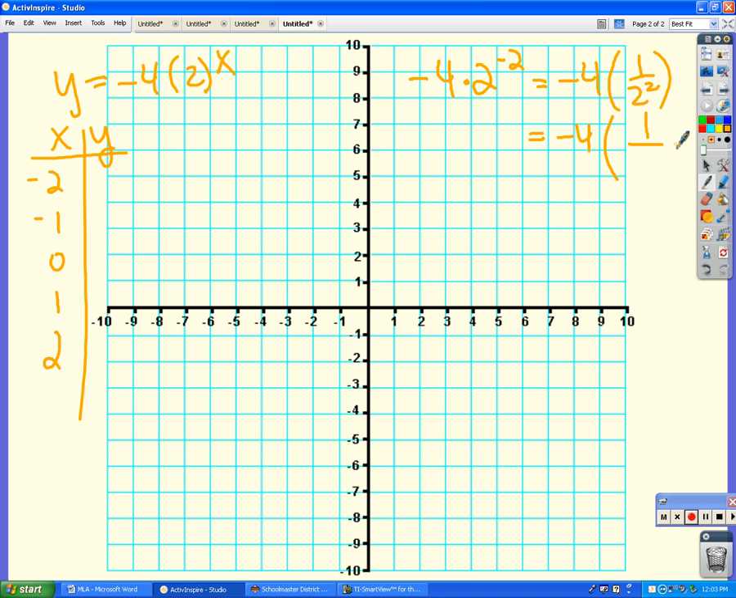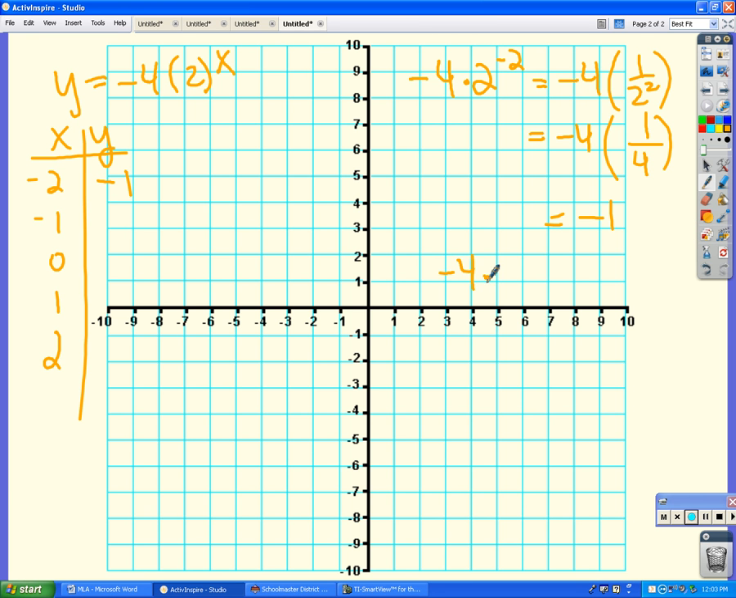So what's 2 squared? 4. So -4 times 1/4 is -1. Okay? So the upshot of that whole thing is, if you put -2 in there for x, you get -1 as an answer. All right, so now let's do the same thing for -1.